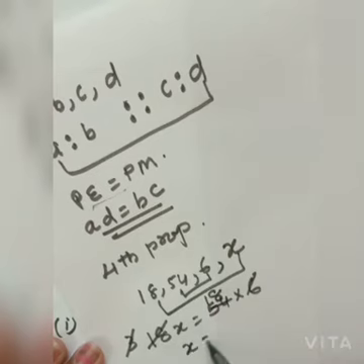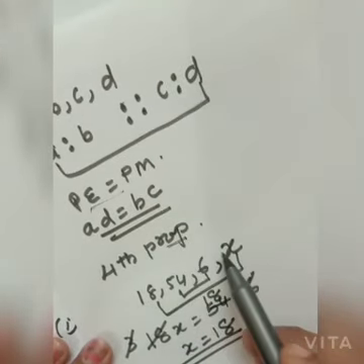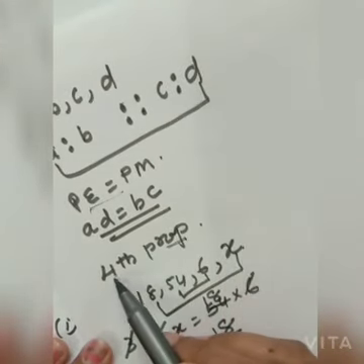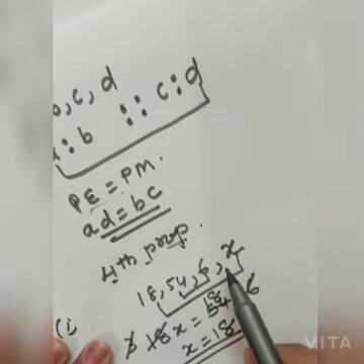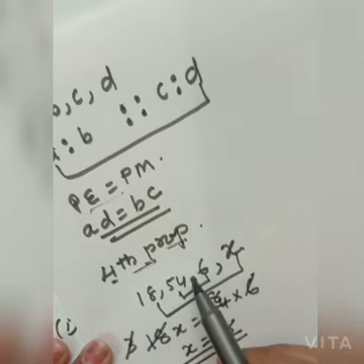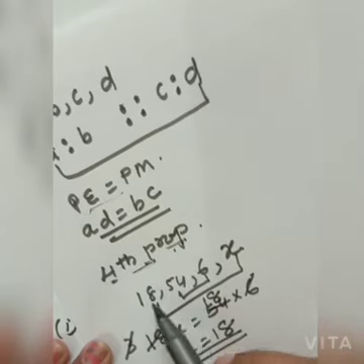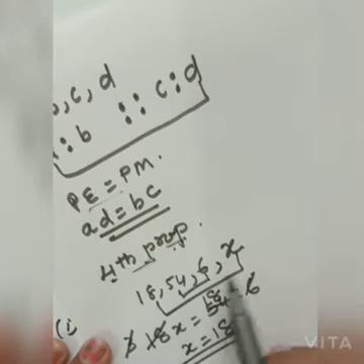X equals 18. Okay. If they ask the fourth proportional, then the fourth number will be x. If they ask the third proportional, then the third number will be x. Second proportional, then the second number will be x. First proportional, then the first number will be x. According to the proportion you have to change.